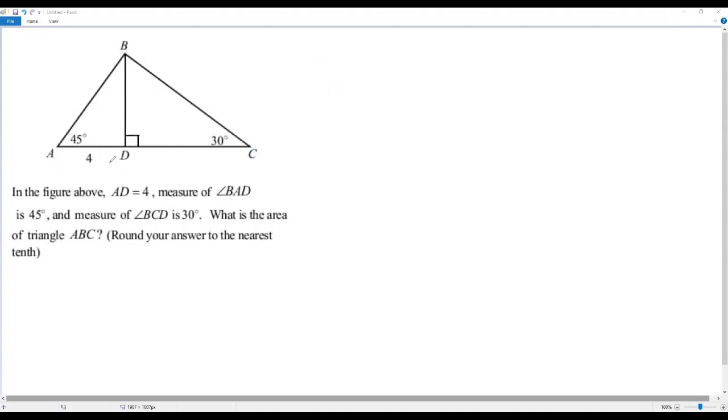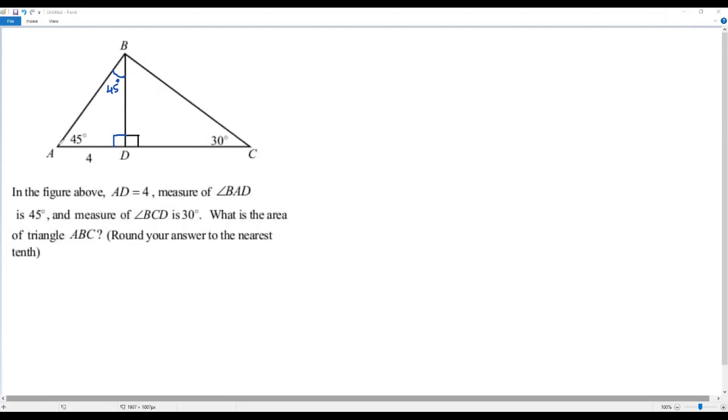Now let's consider the triangle ABD. It is a right triangle, because we have a straight line on the right side of the line segment BD, so we have a right angle. In this right triangle, we have a right angle here and 45 degrees here. Then the measure of this angle has to be 45 degrees, because the three interior angles of any triangle must add up to 180 degrees. Here we have 45, here we have 90, so I must take 45 degrees here so that the three interior angles add up to 180 degrees.